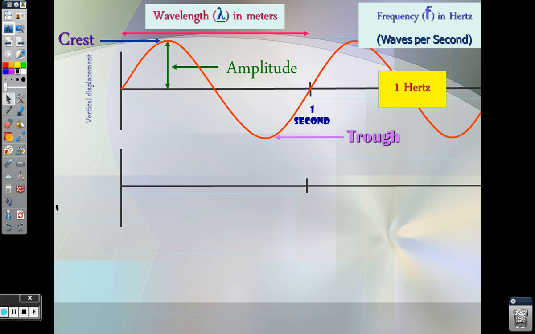Let's draw a second wave underneath this one. Keep your y-axis, just continue that down, and keep your 1 second mark at the same point.